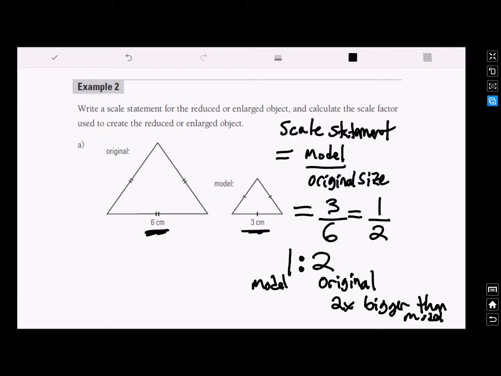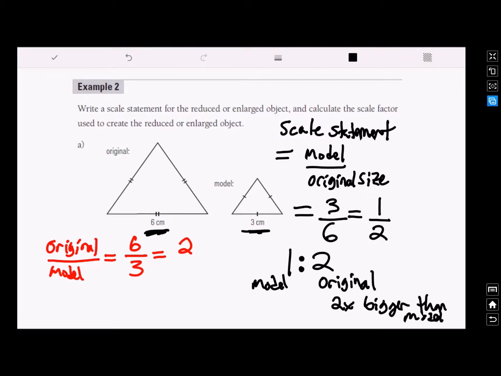Another way you could do this is sometimes even if you mix it up, let's say I'll write this one in red. Let's say you mixed it up and you decided to write original over model. There's nothing wrong with this. It just makes the ratios look slightly different. So original over model, you would end up getting 6 over, sorry, 6 over 3. Okay. Which is again going to be 2.